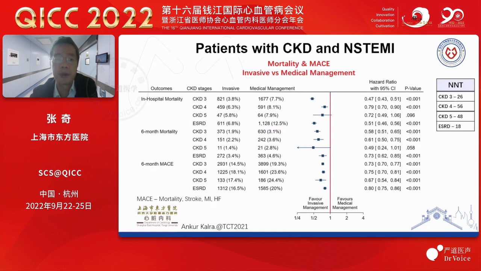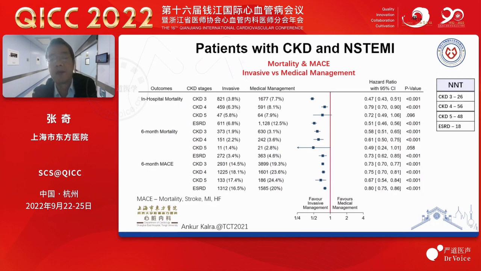And then when we look at this study, we could have some information. We think that for those patients, the conservative approach is probably very similar to the invasive one, and we still need to treat those patients.